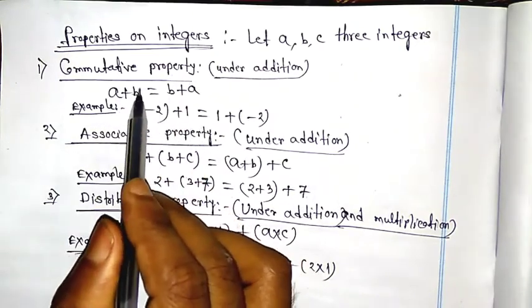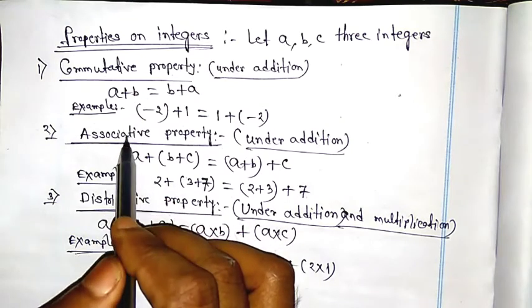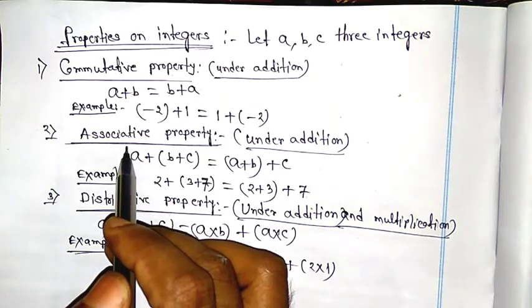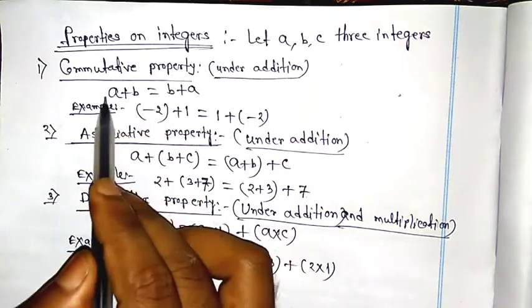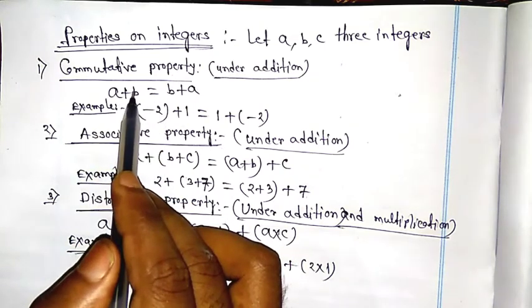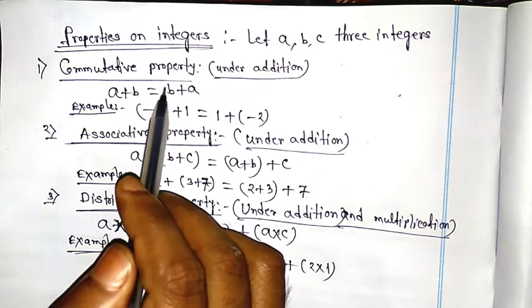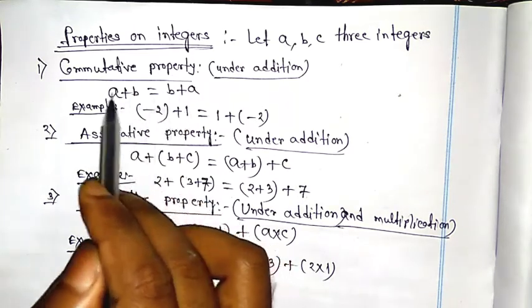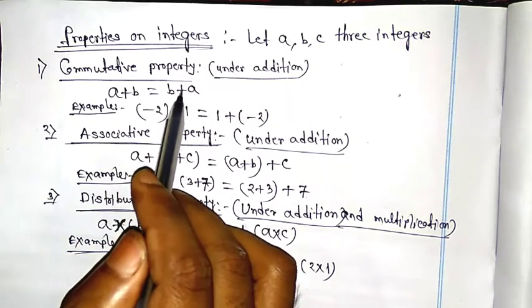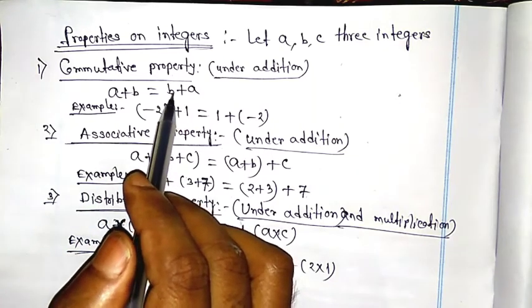That means the addition of integers does not depend on the order of the integers. If we add a plus b, the resultant is the same as if we add b plus a. a plus b and b plus a are equal, so it does not depend on the order.